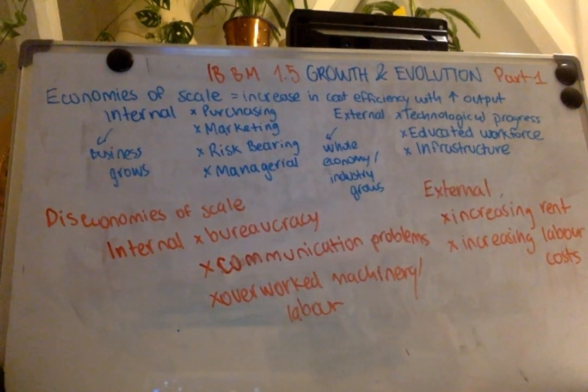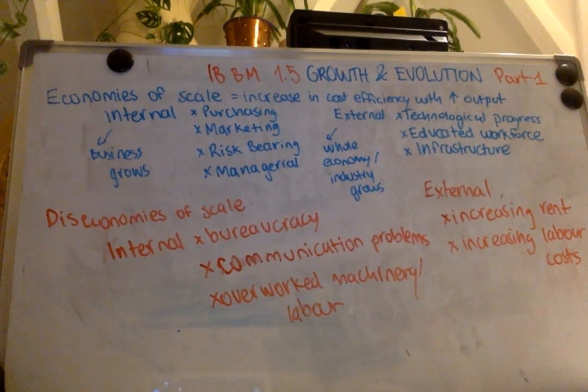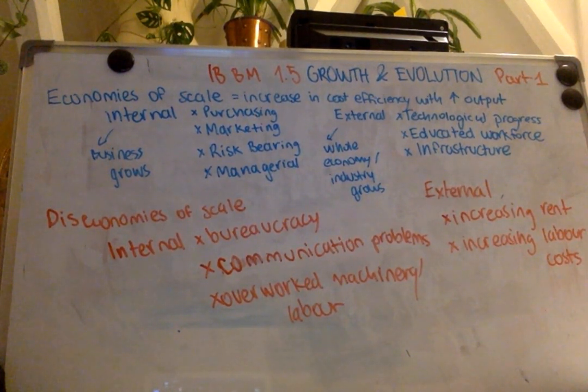Today I will be looking at 1.5 Growth and Evolution, and this is part 1, where I'll be looking at economies and diseconomies of scale. So, economies of scale refers to an increase in cost efficiency with an increase in output. Your average costs of production decrease when you produce more. And these can be either internal or external.